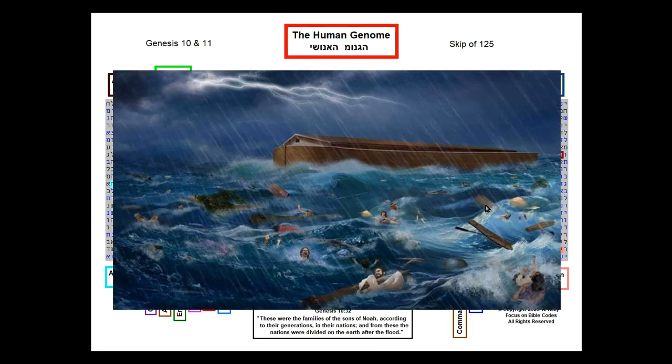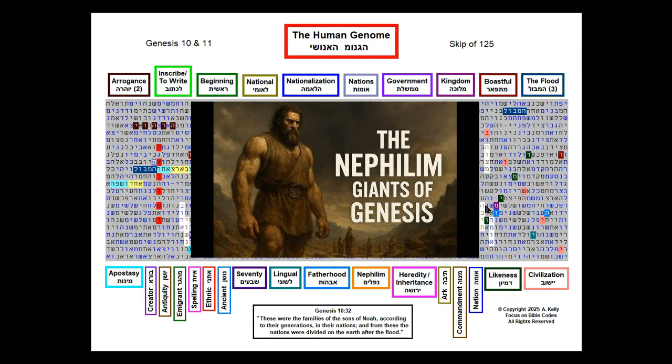The reason the flood occurred was because the evil of mankind was so great, and also because of the presence of the nephilim. According to Genesis chapter 6, there was a mixing of fallen angels with human women, which tainted the human bloodline.